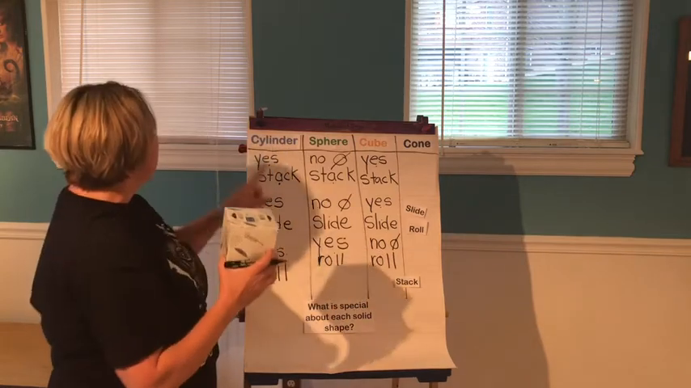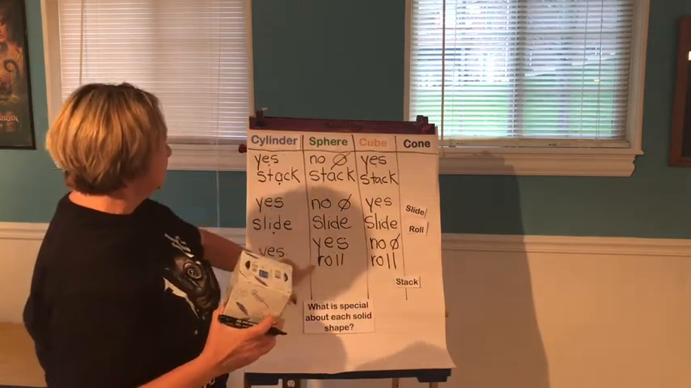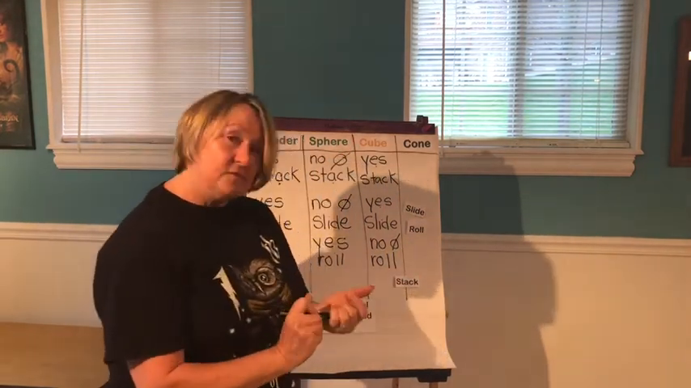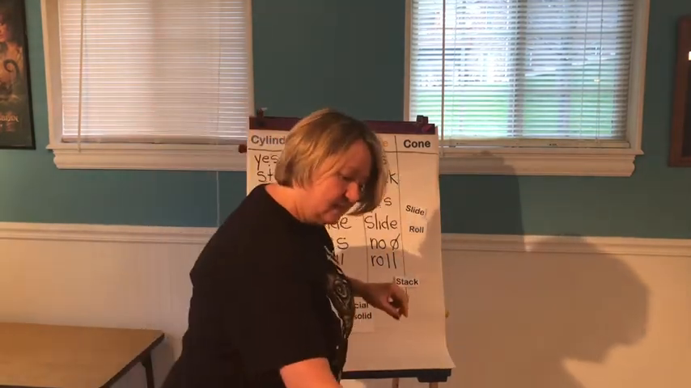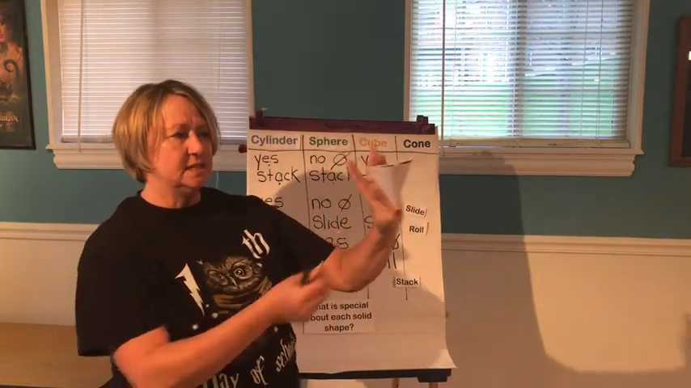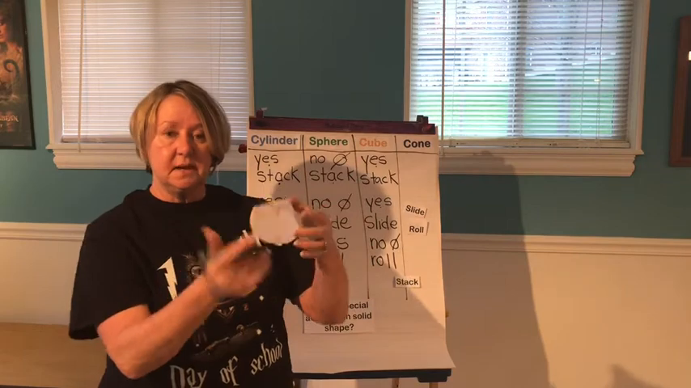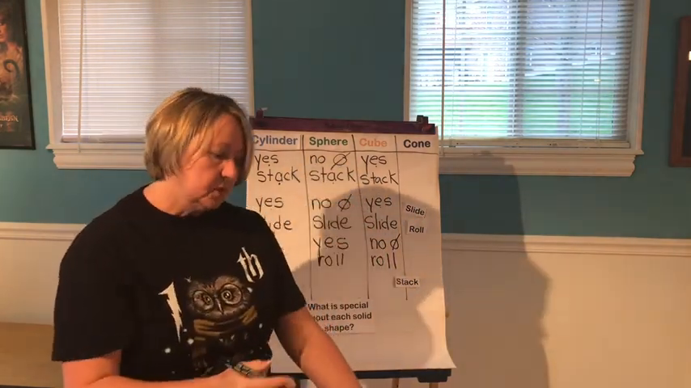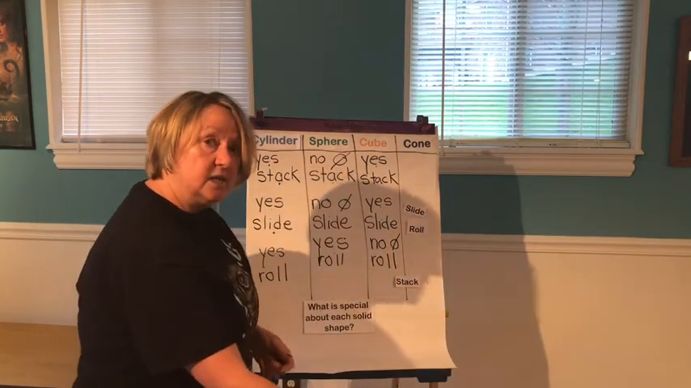Alrighty, so let's review. We've done our cylinder, our sphere, and our cube. And the last shape, my daughter's favorite solid shape, is a cone. Kind of like an ice cream cone. Mrs. Berro had to make her cone today. A cone has a circle in the bottom, and the top is shaped kind of like a pyramid shape.